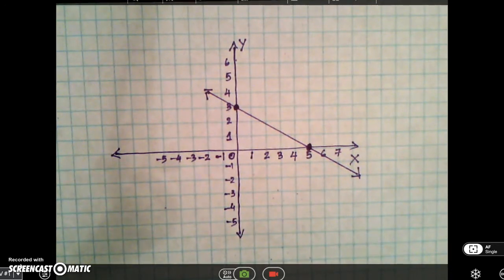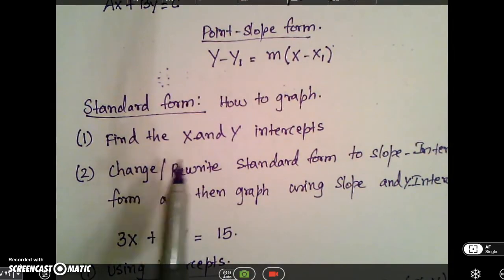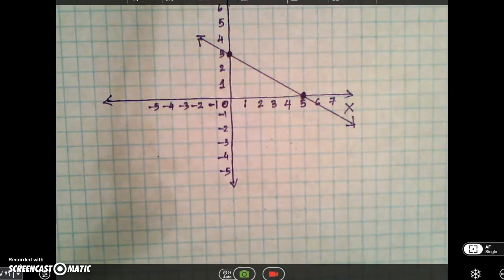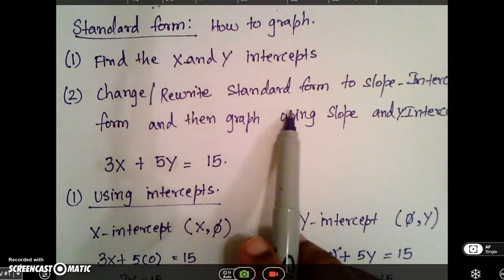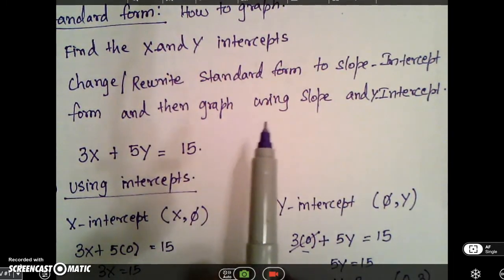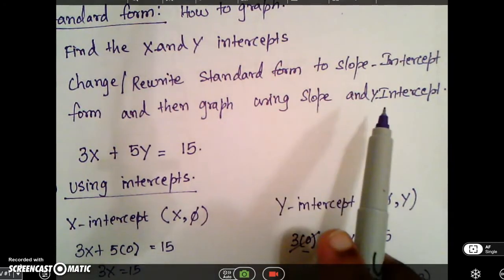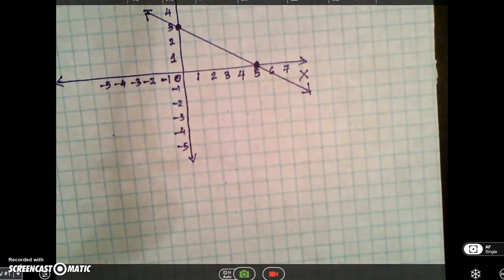I said there were 2 ways that I could graph my standard form. The first one was by finding the x and y intercepts. So we found the x and y intercept. We graphed our line. So that's one way to do it. Another way is I can rewrite my standard form to slope-intercept form and then graph using the slope and the y-intercept. I have my equation. So how do I rewrite my standard form to slope-intercept form?